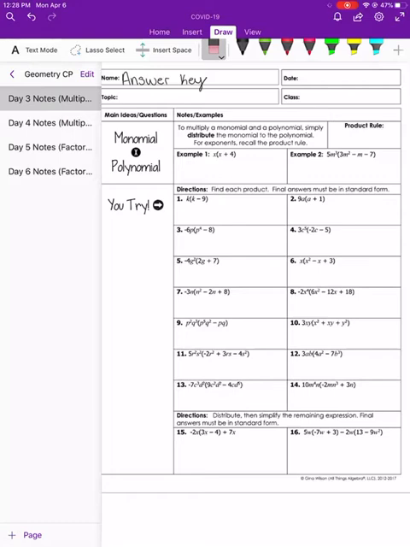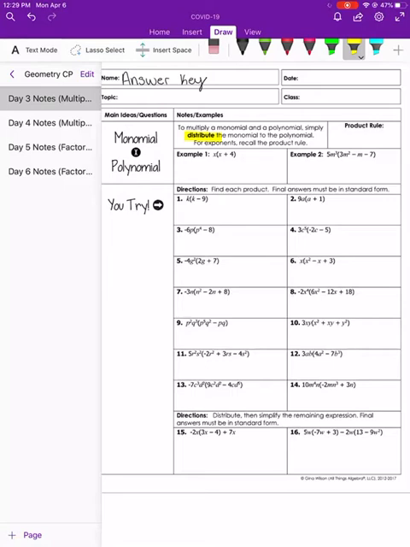So today we're going to be working with multiplying a monomial times a polynomial. So if we remember, monomial is one term and polynomial means that we have many terms. So to do this, what you're going to do is multiply the monomial and the polynomial by distributing, let me highlight that, by distributing the monomial to the polynomial.